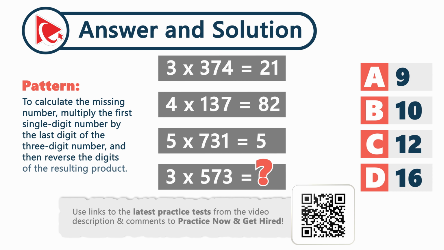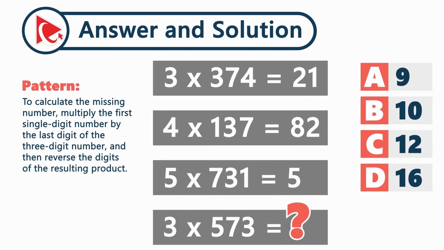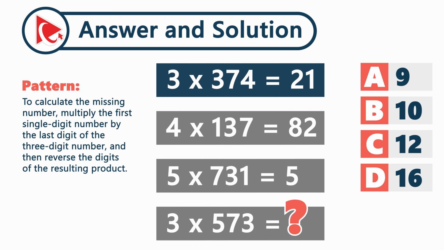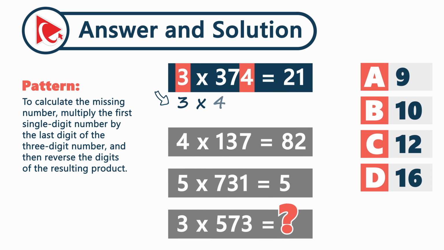To calculate the missing number, you need to multiply the first single-digit number by the last digit of the 3-digit number, and then reverse the digits of the resulting product. Let's look at the example to better understand what's happening. The first expression is 3 multiplied by 374 equals 21. To do the actual calculations, we need to take number 3 and then the last digit of the number 374, which is 4. Then you need to multiply 3 by 4 and the result would be 12. And then in the last step, we just need to reverse the digits of the 12. And 12 reversed is 21.